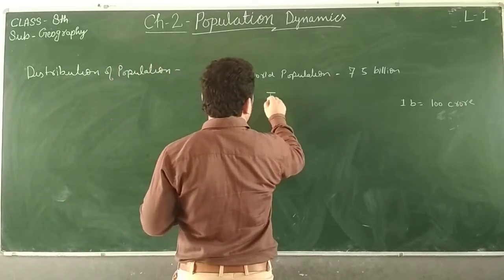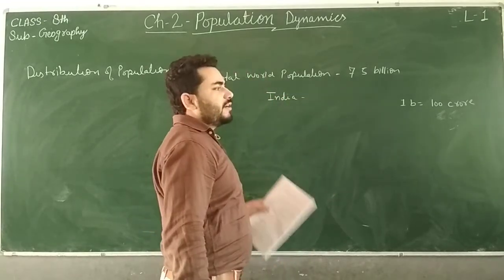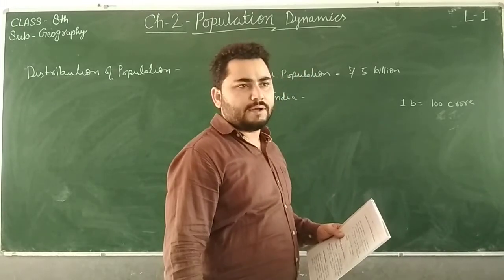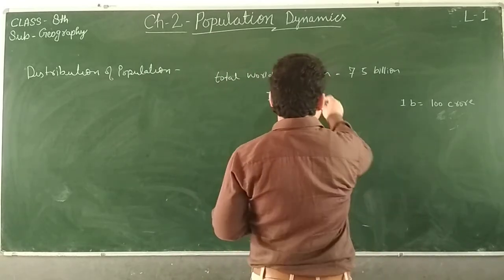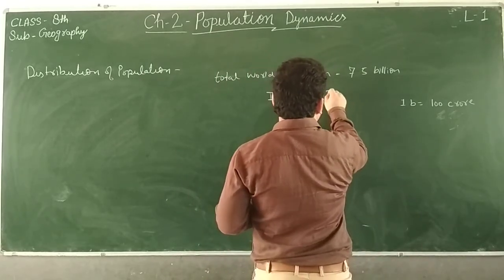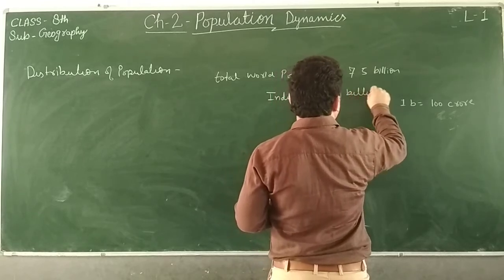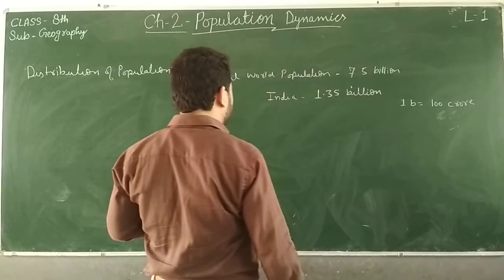The total population of India, according to the 2011 census, was 1.27 billion. But right now, from different sources, we come to know that it is around 1.35 billion, according to a source of 2018.